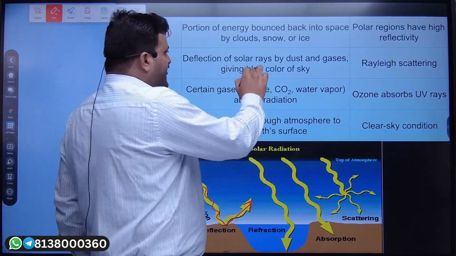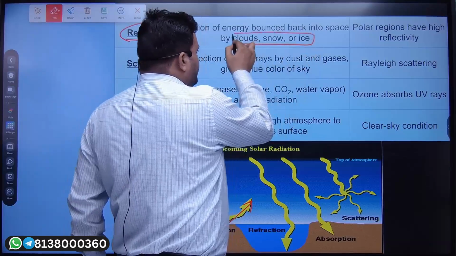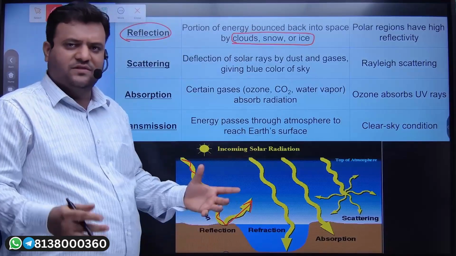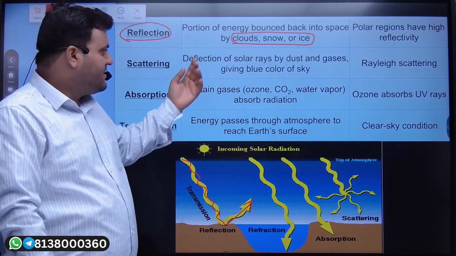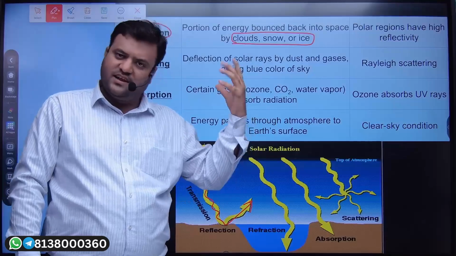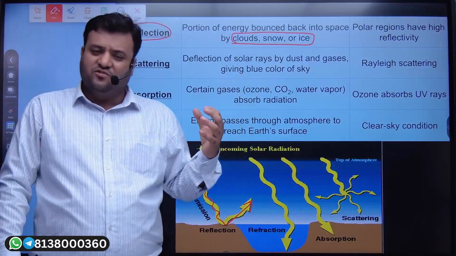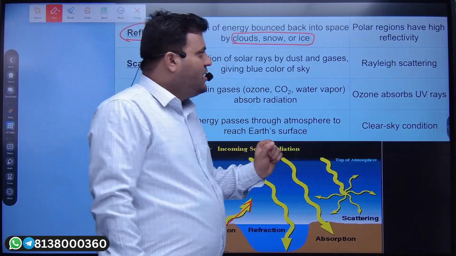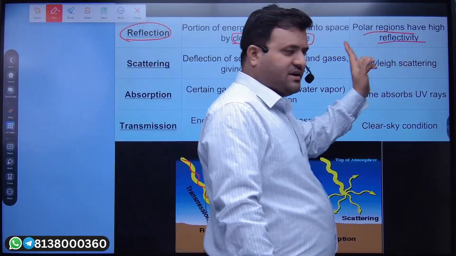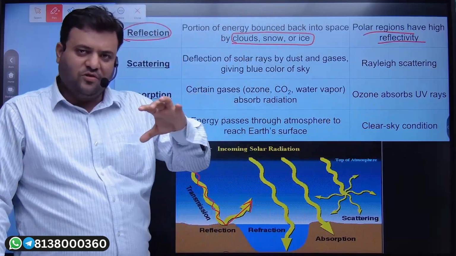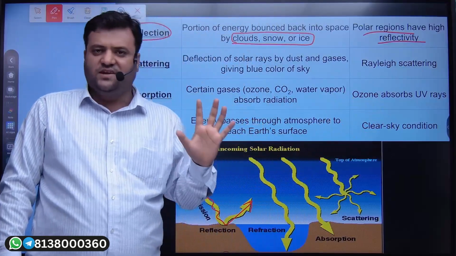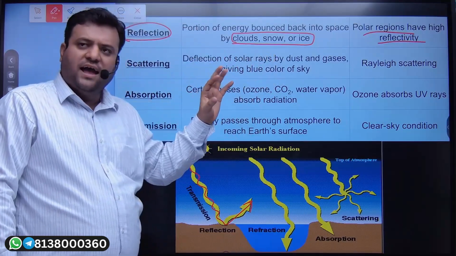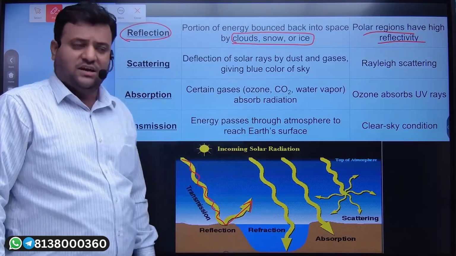You will see that clouds, snow and ice show a high reflectivity. Okay, because there are crystals in ice, there are crystals in clouds to some extent. So crystals have a property to reflect sunlight. And yes, polar regions have high reflectivity. Here you can assume that on the polar parts we have a frozen state, we have ice, we have some sort of snow. As a result of that, there will be a reflection.